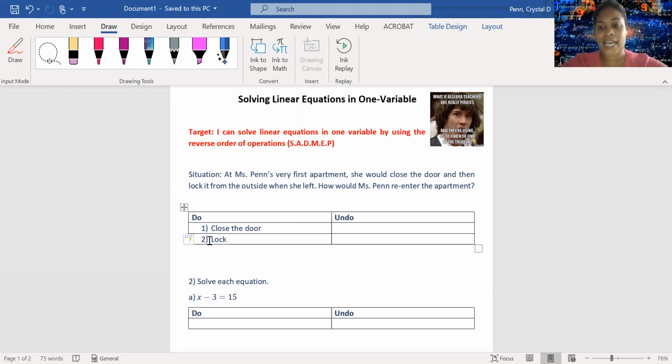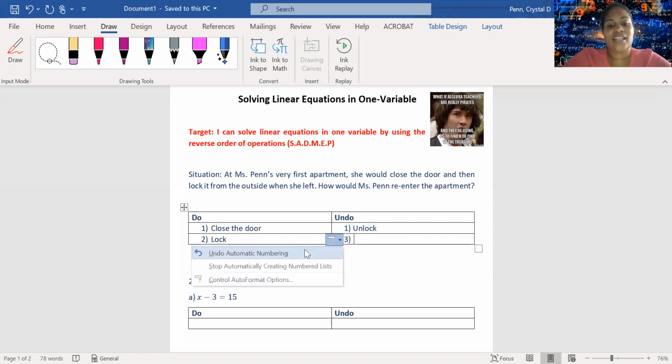I've had my long day, and now I'm coming back to re-enter my apartment. So what do I have to do first? Can't open the door, right, until I unlock it. So I'm going to first unlock my door, and then I can finally go ahead and open it, okay?